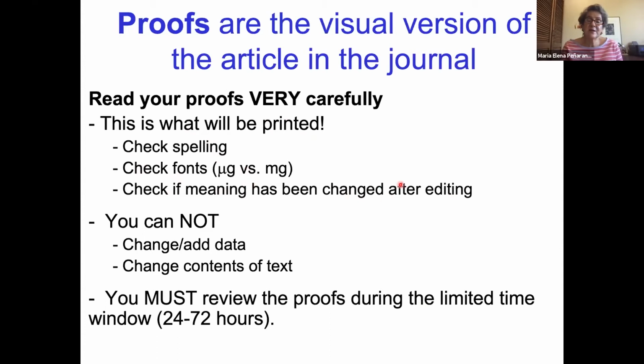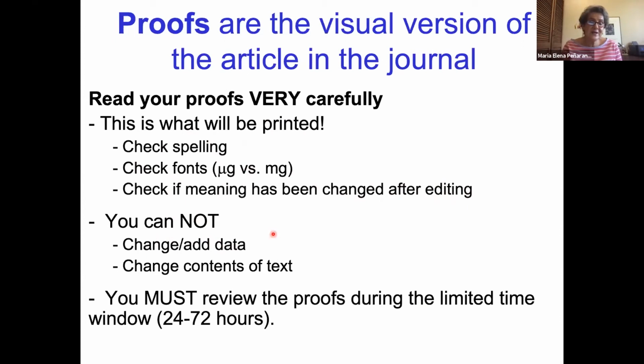Sometimes the journals have editors who change a sentence to sound better in English or to sound more clear to them, but it's not what you were trying to say. So you have to read the whole article again, but now with fresh eyes. And you cannot change or add data at this point. This is already set in ink, right?